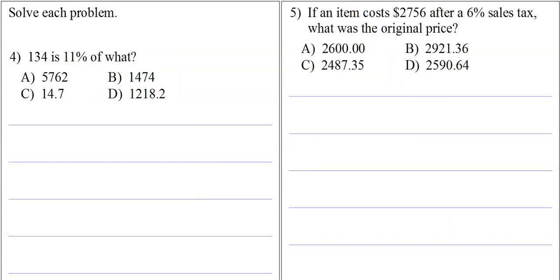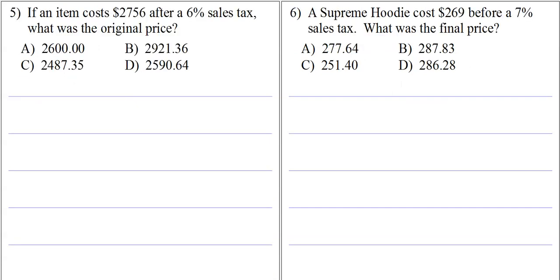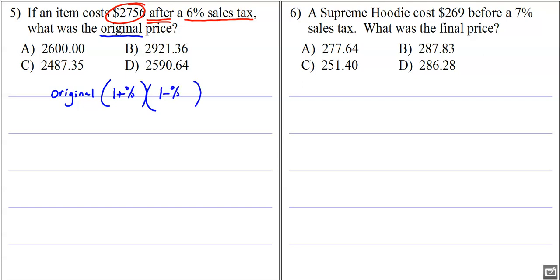All right. Number 5 and number 6. Here's where we get into the more word type problems. We're building up to SAT. So if an item costs this much money after a 6% sales tax, what was the original price? So remember, the format is always, you do the original. You then do all of your 1 plus percent or 1 minus percent, depending on if it's tax or discount or whatever. And then you end up with the final price.